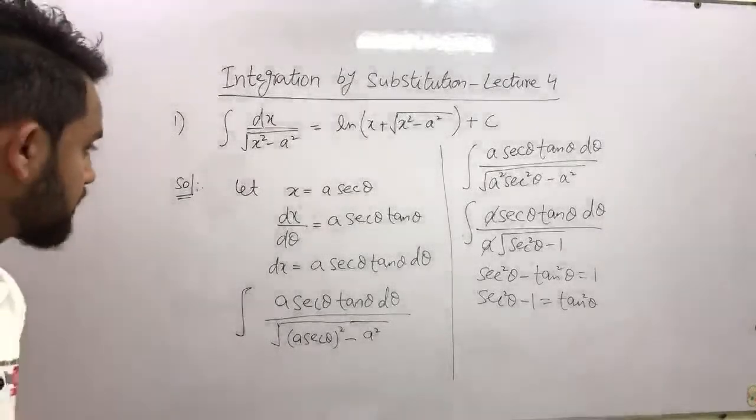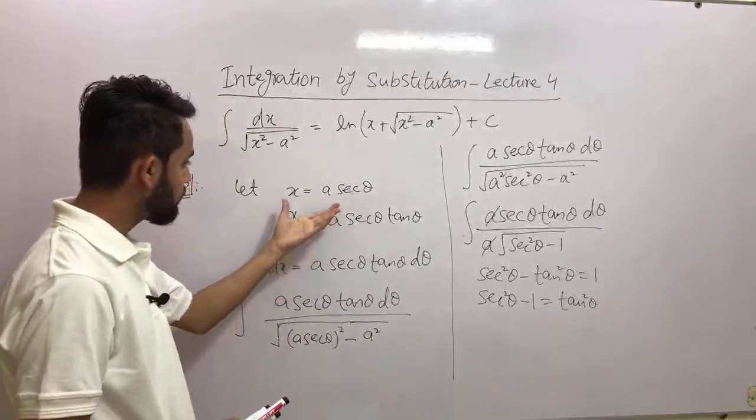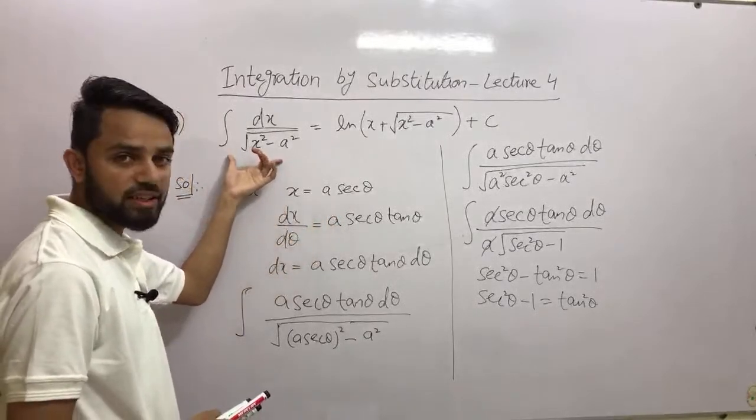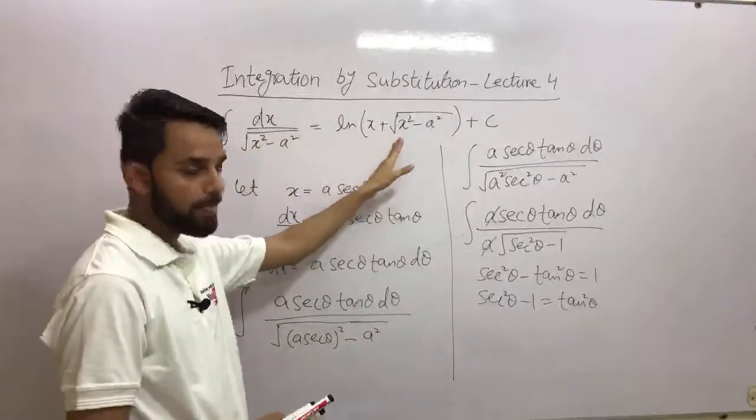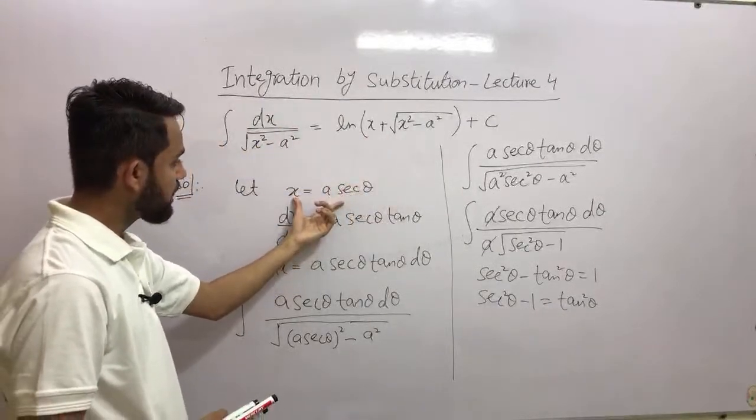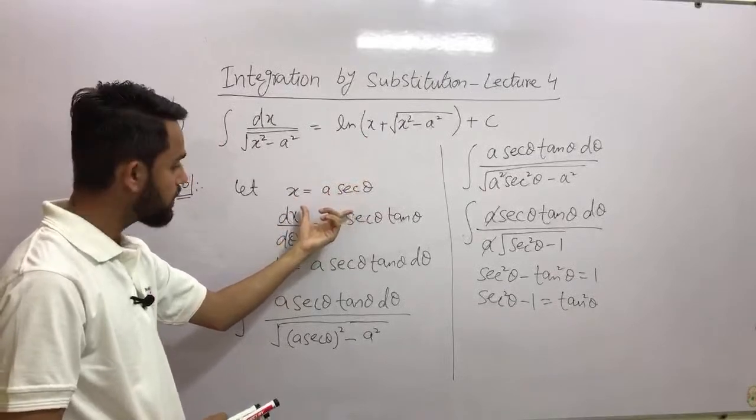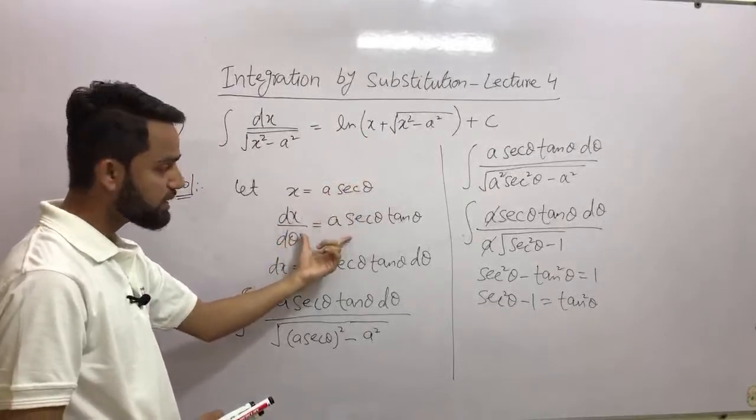So in case you have missed anything, I am going to repeat it. In this integral, what we are going to do while evaluating is this. I have taken the substitution x equals a secant theta, and whenever you take a substitution, you have to take the derivative of that.